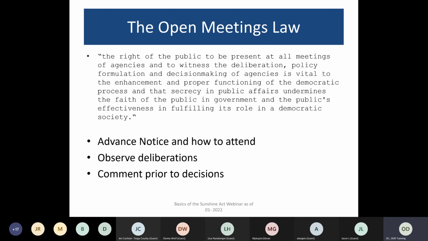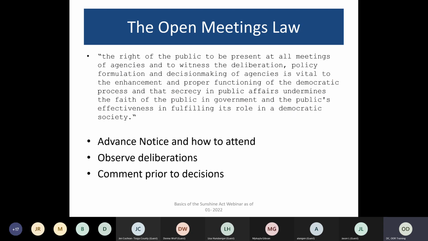The purpose of the Open Meetings Law is due to the right of the public to be present at all meetings of agencies to witness the deliberation, policy formulation, and decision-making of those agencies. And this is vital for the functioning of a democratic process. We want to emphasize that secrecy in public affairs undermines the faith of the public in their government and the public's effectiveness in fulfilling its role in a democratic society.